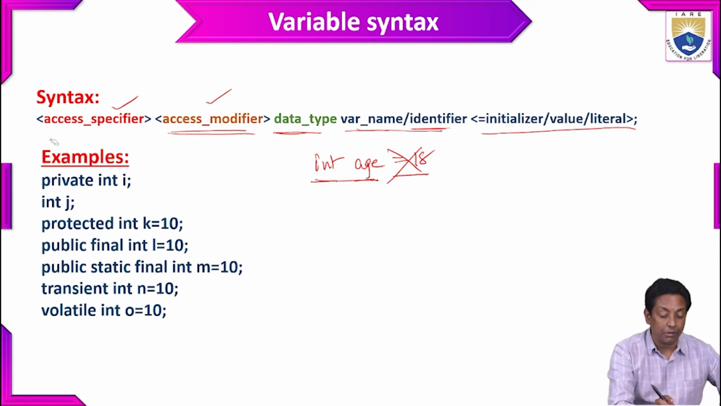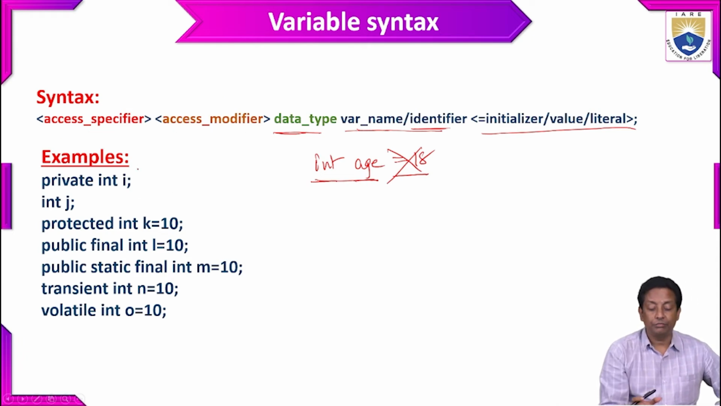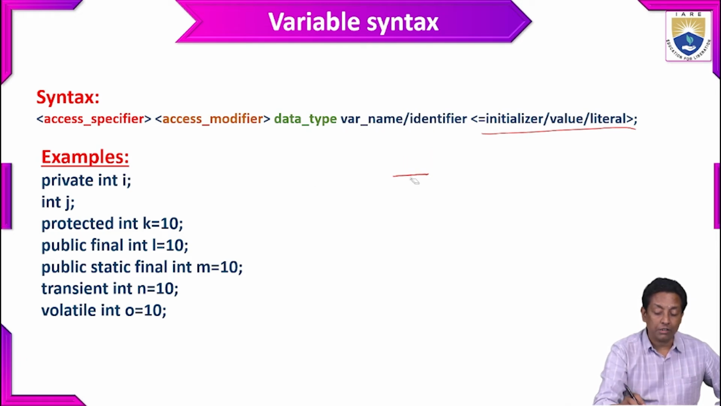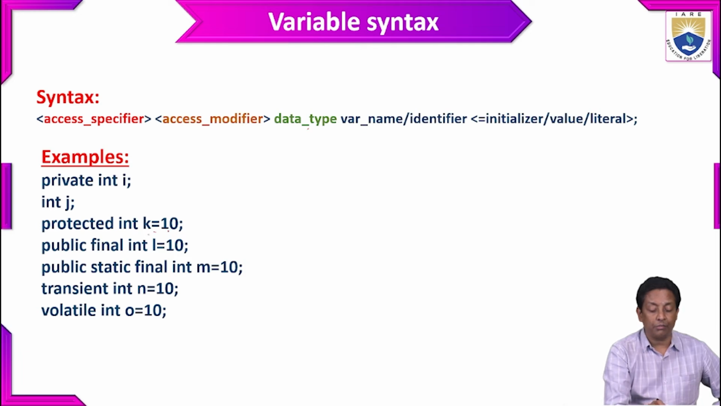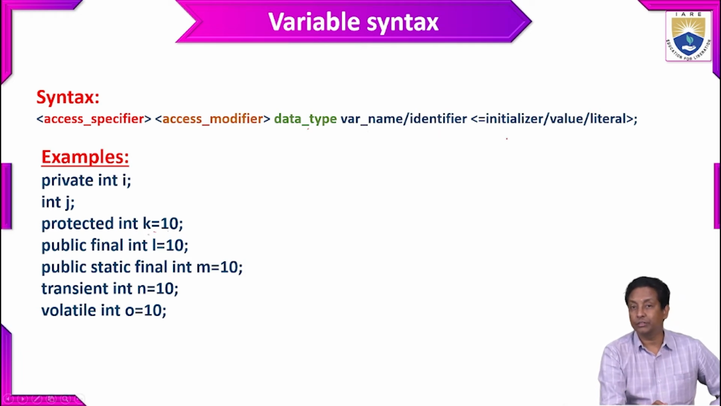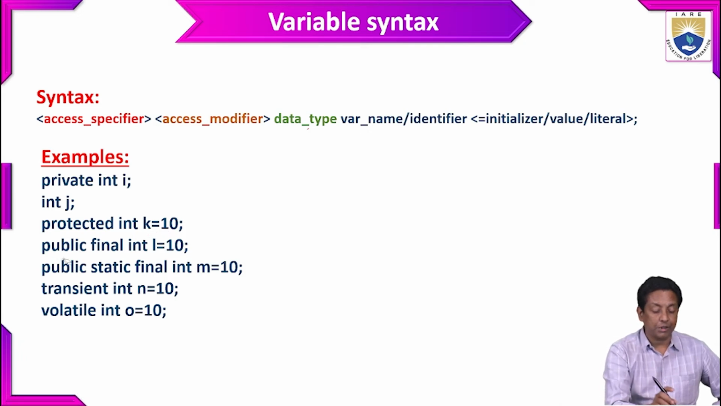Here are a few examples of variable declaration. Private int i. So it's a private variable. It has only an access specifier, no modifier, just data type and variable name. Int i. What next? The next one is int j. There is no access specifier, no access modifier, only data type and variable name, no initialization. The next: protected access specifier, int data type, k variable name equal to 10, initialization. So except the modifier, we have access specifier, data type, variable name equal to value.